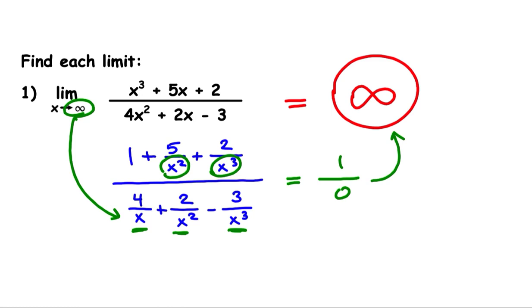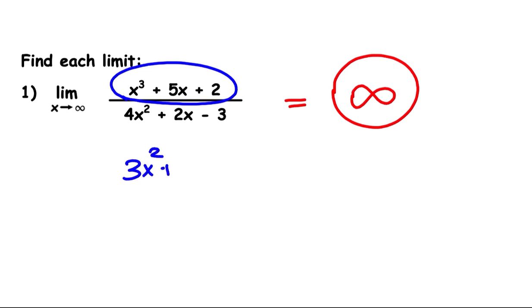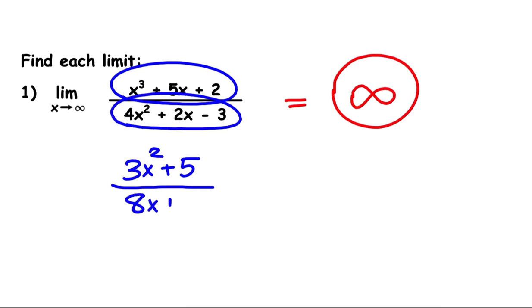Another way, now that you guys are in calc, is you could use L'Hopital or L'Hospital's rule that we just learned from section 8.7. As you can see, if you plug the infinity in, you would get infinity over infinity, which is an indeterminate form. So we'd start by taking derivatives of the numerator and denominator. Taking the derivative of the numerator, of course, would be 3x squared plus 5. The denominator, in turn, would be 8x plus 2.